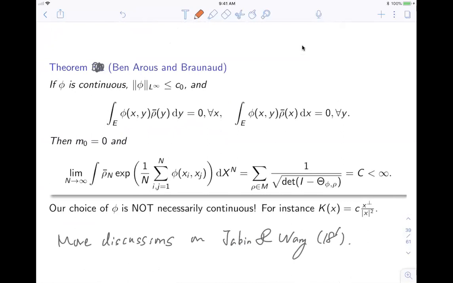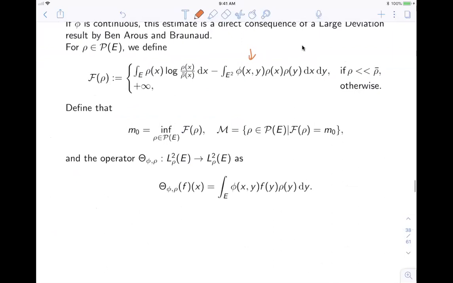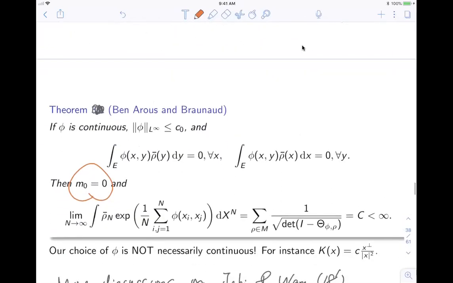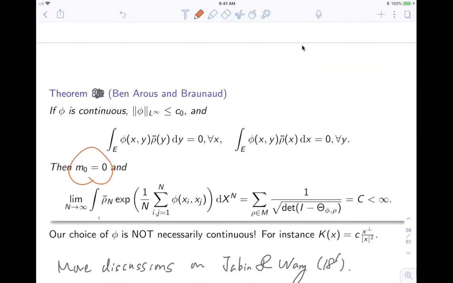So it's like this: if you send the angle, the minimum one gives you the growth order. This is probably in the order of e to the N m0. If you can show m0 is 0, then it's uniformly bounded, and it can recover our result with the assumption that phi is bounded.